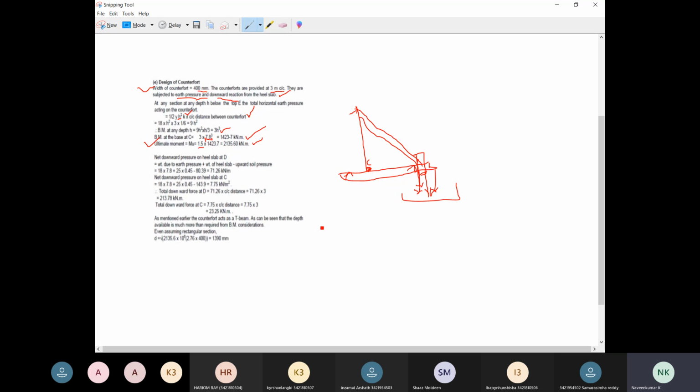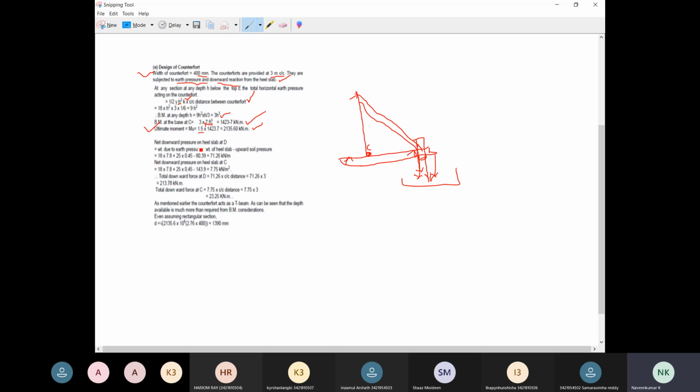In addition to that, you need to provide the net downward earth pressure on the heel slab. Why? Because there will be a soil which is filled below the slab.